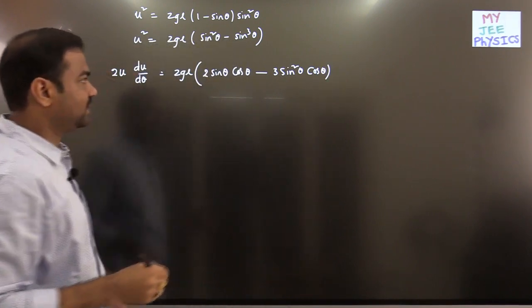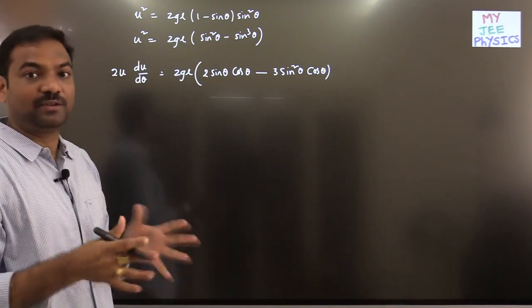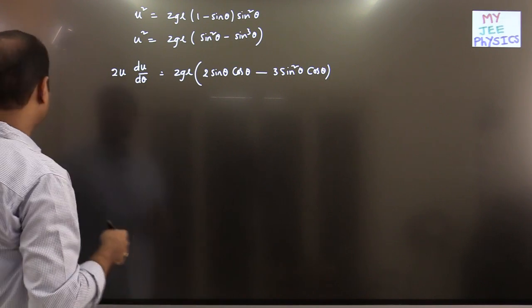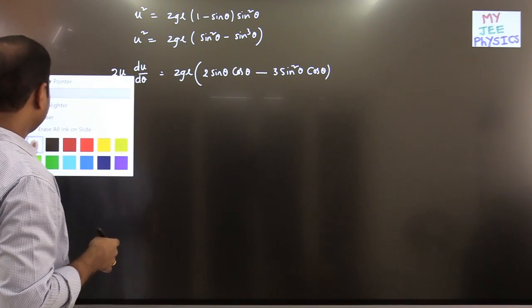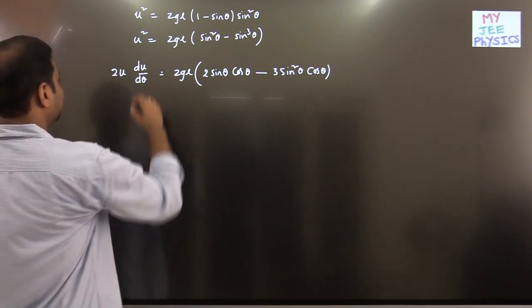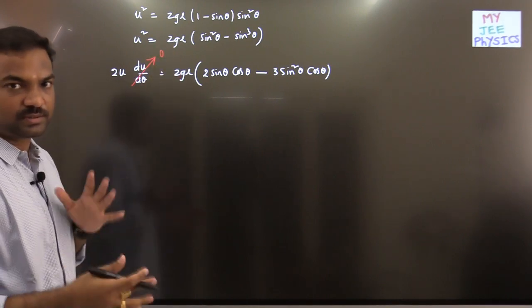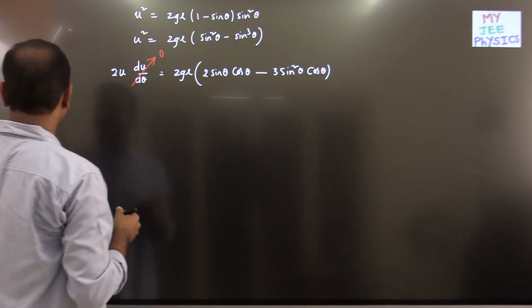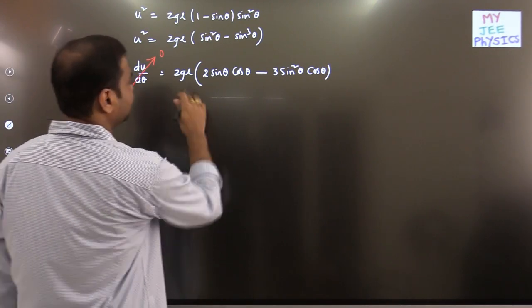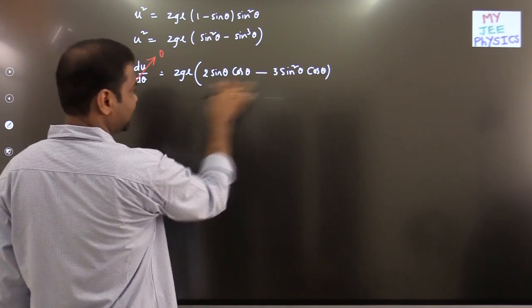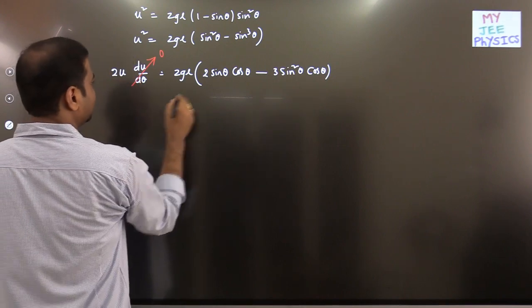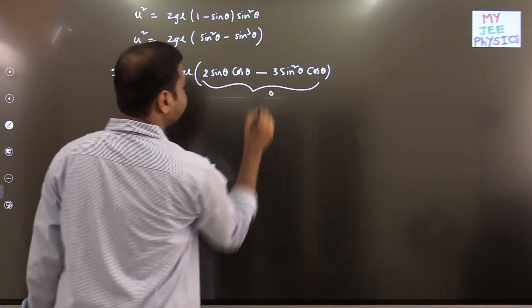Now we have to find the theta value at which du by d theta becomes 0, because we are finding the maximum value. So du by d theta will be 0 to find the maximum value. Then what else do we have? This expression has to be 0.